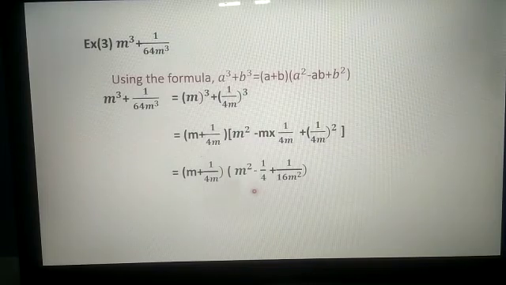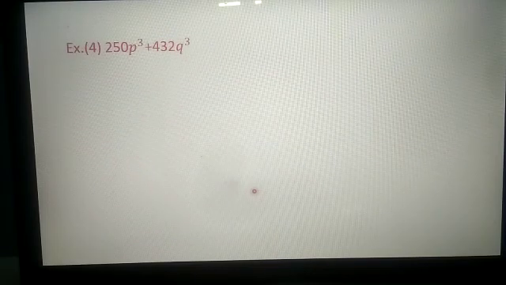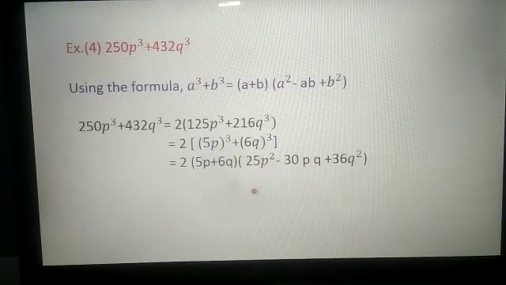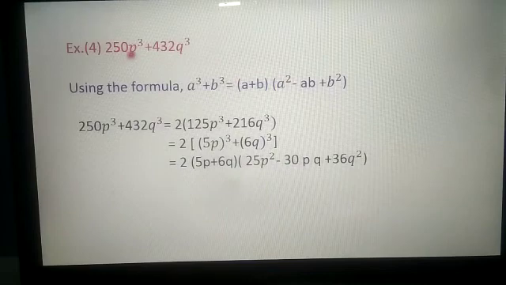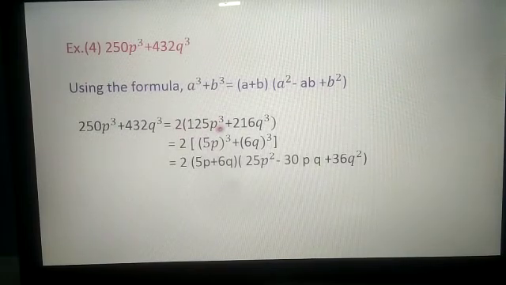Have you understood, children? Now come towards example 4. Example 4 has some numerical numbers: 250p cube plus 432q cube. So these are bigger numbers. So what we'll do? Using the same formula, we will keep 2 outside, means 2 taken common, and what we have then? 125p cube plus 216q cube. So 2 taking common as it is.